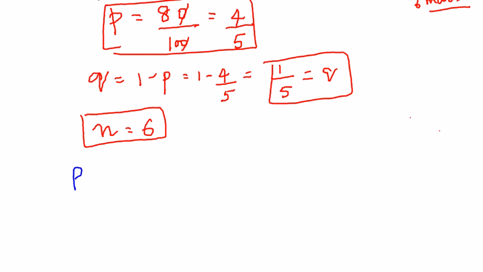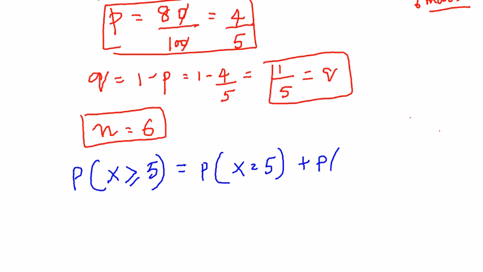At least 5 pass the exam means minimum 5 will pass, but it can also be greater than 5. So we're going to say P of x greater than or equal to 5, which is probability of x equal to 5 plus probability of x equal to 6.